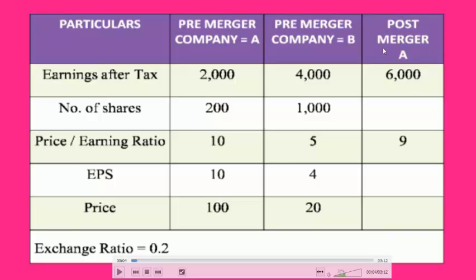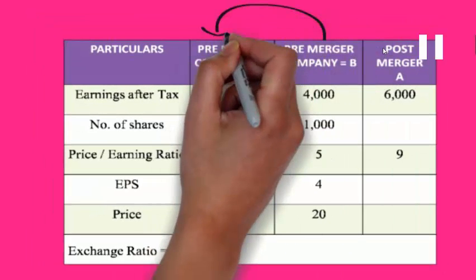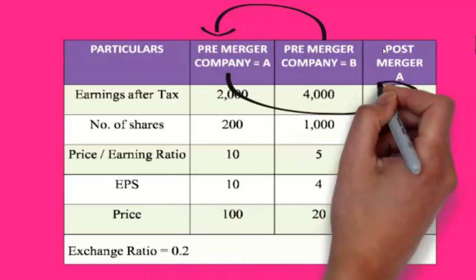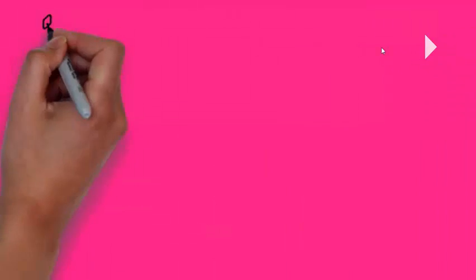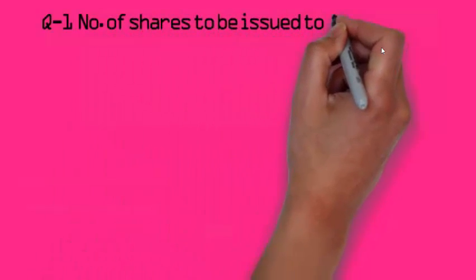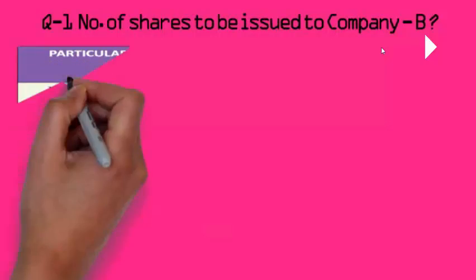Now the post merger, that is company B is acquired by company A, and the resulting company, that is the post merger, that is after merger, will be the company A, and the exchange ratio given to us is 0.2. So the first question, that is number of shares to be issued to company B shareholders.